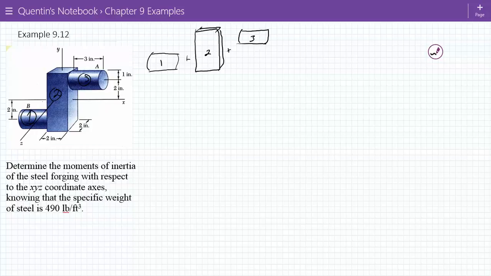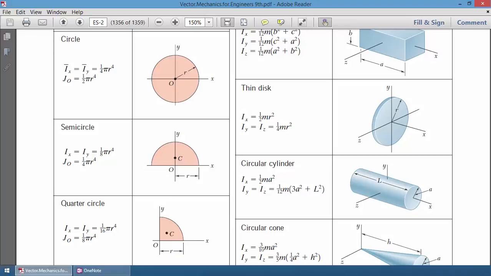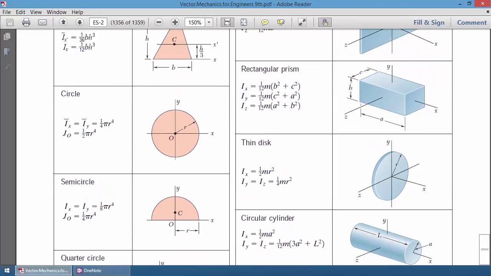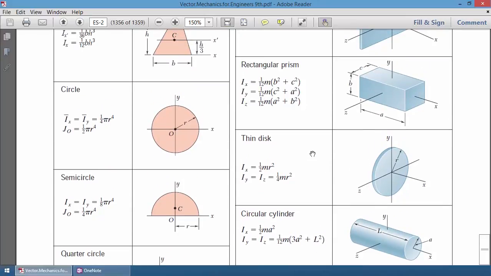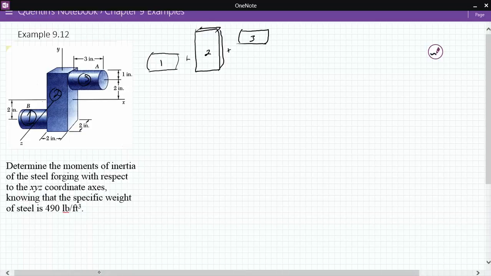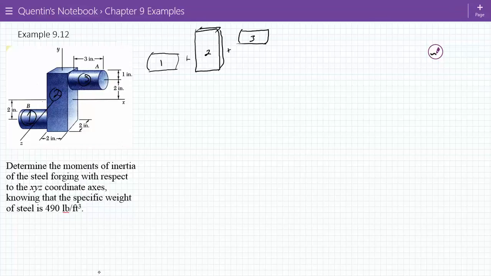So if I can bring up, boom, we have a prism. We know the Ix, Iy, and Iz. We can look it up on the table, and we have a cylinder. We can look up Ix, Iy, and Iz here. So we have all this information here. We just need to go through and figure out what's what. So let's come back to here and figure out the mass of 1 and 3.